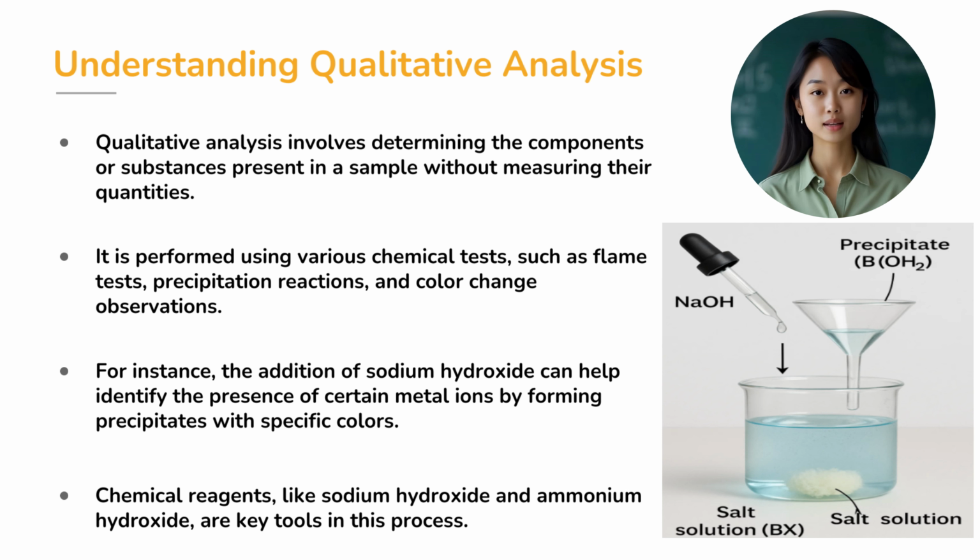Some metal ions, like iron, form reddish-brown precipitates when reacted with sodium hydroxide, while others, like copper, form a blue precipitate. These reactions are key to qualitative analysis because the chemical changes that happen, like color shifts or the formation of a solid, help us deduce what's in the sample.